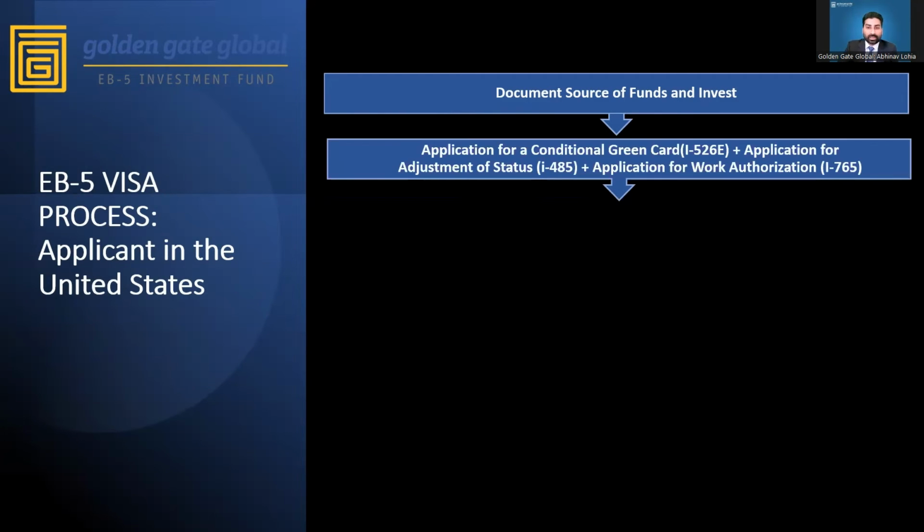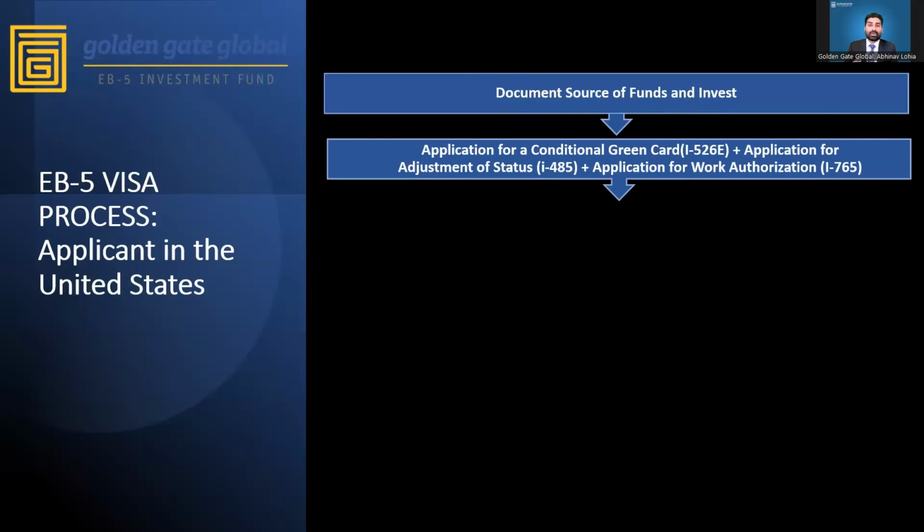Now, things change when it comes to applicants who live in the United States. Per the new laws that were enacted on March 15, 2022, applicants residing in the United States can concurrently file for adjustment of status along with their application for a conditional green card. What does that mean? Now, if you're outside the US, you file your application for a conditional green card, and then you have to appear for a consulate interview.